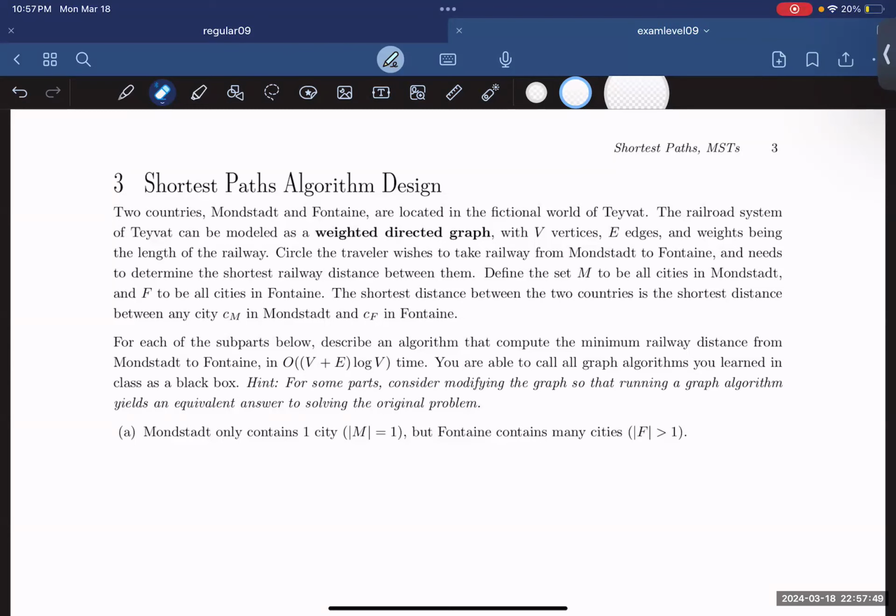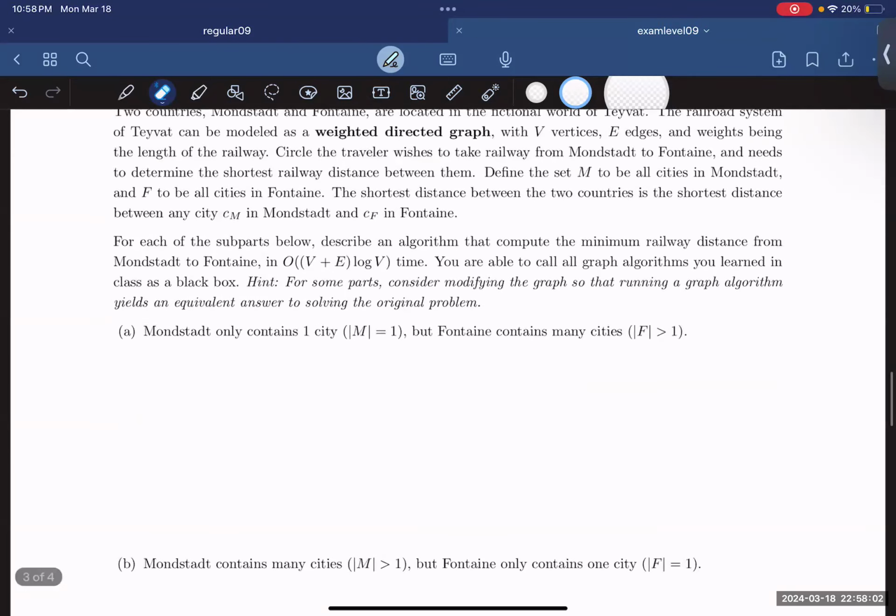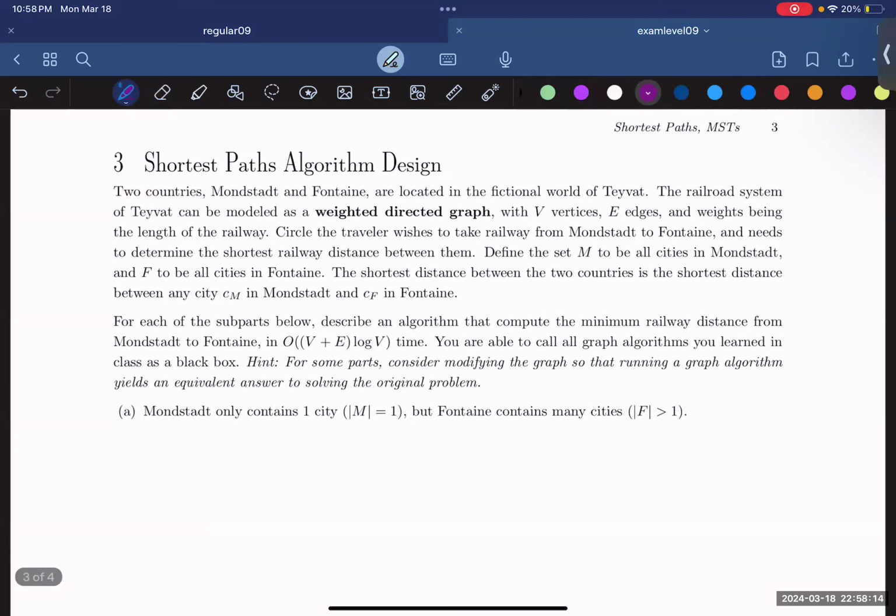For each subpart below, describe an algorithm that computes the minimum railway distance from Mondstadt to Fontaine in O((V + E) log V) time. You are able to call all graph algorithms you learned in class as a black box. Hint: for some parts, consider modifying the graph so that running a graph algorithm yields an equivalent answer to solving the original problem. So let's break down what the problem is giving us.